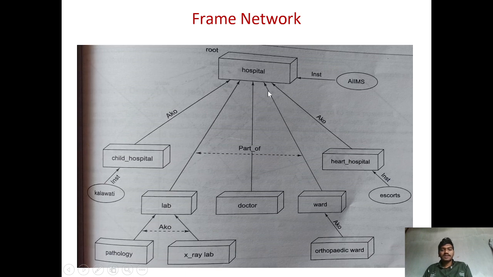These two are kinds of hospitals, but lab, doctor, and ward are parts of the hospital. Labs, laboratories, doctors, and wards must be present in every hospital, so they are part of the hospital. Lab consists of the pathology and X-ray labs, which are kinds of lab, and orthopedic ward is a kind of ward. So this is the framework. These are all about knowledge representation using frames.